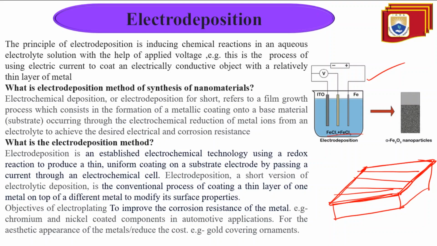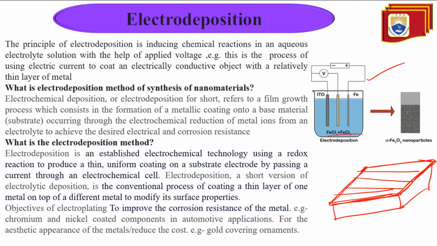So the objective of electroplating is to improve the corrosion resistance of the metal. Example, chromium and nickel coated components in automotive applications. It is also for the aesthetic appearance of the metals and reducing the cost. Example, gold and silver ornaments. So we can deposit a gold film.